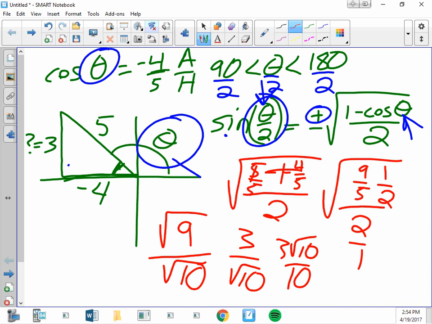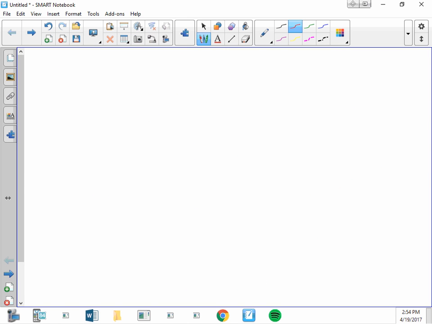That was number 19. Number 20. What's your question? You just times by root 10 over root 10. And then you get the root of 100.